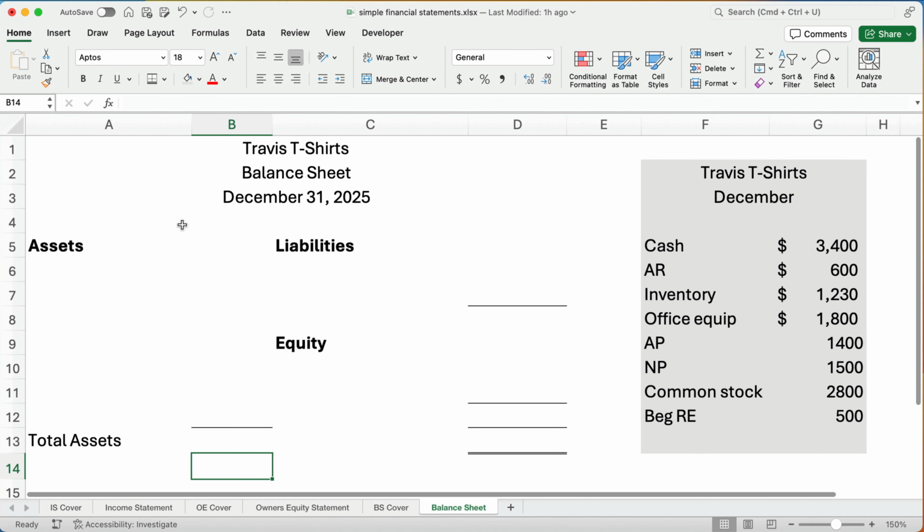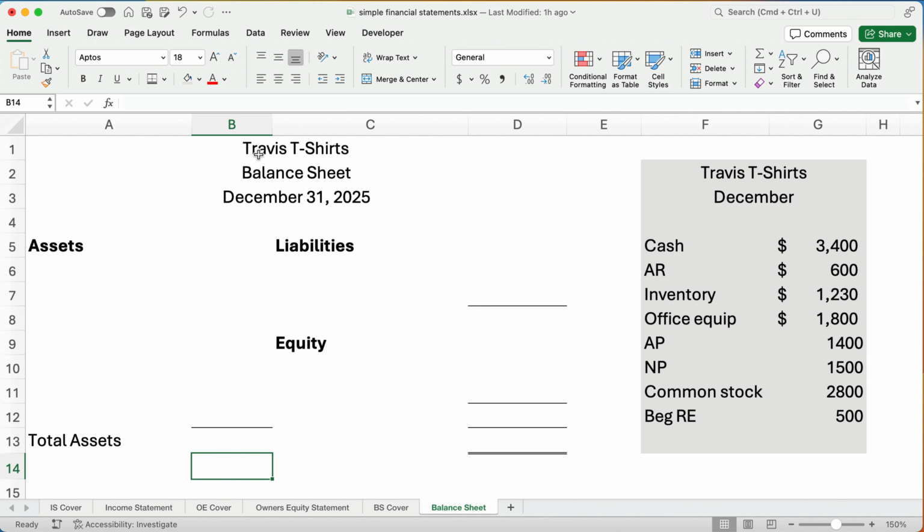All right, so the way that it works is we're working on this Travis T-shirts company, and we'll say it's the balance sheet for December 31st, a certain date. It's always going to be a date. The income statement's for a range, a period, a range of dates, for the year ended or whatever. So this is on December 31st, what are the balances of the accounts.